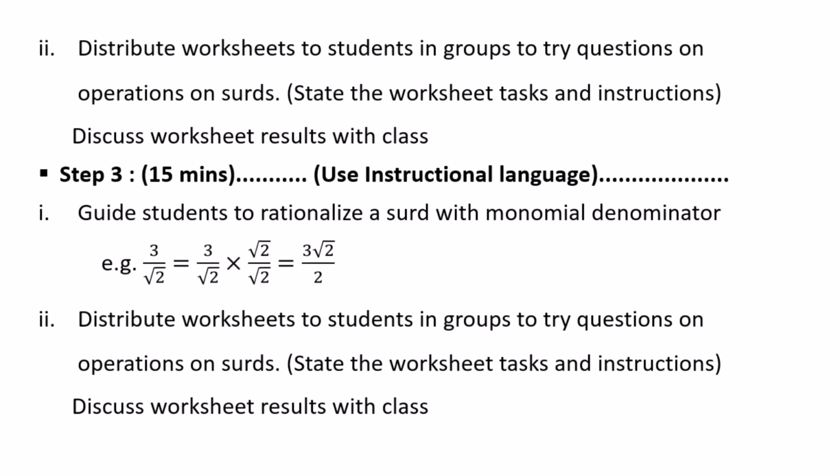That's the root 2. So multiply the top one, the numerator, by root 2, and multiply the denominator by root 2. That's going to give us 3 root 2 over 2, because the root 2 and the root 2 in the denominators will give us root 2 squared, which is the same as 2. Then you come to the next one. Again, you can distribute worksheets to the students in groups to try questions on operations on surds.